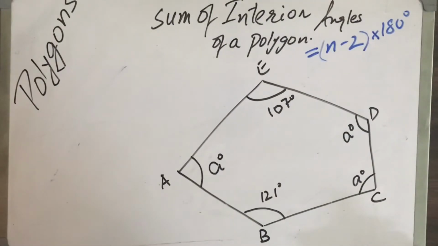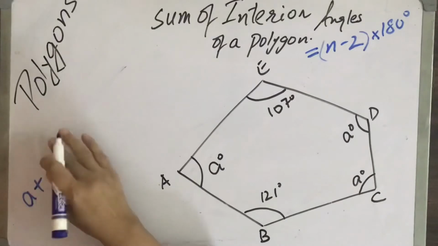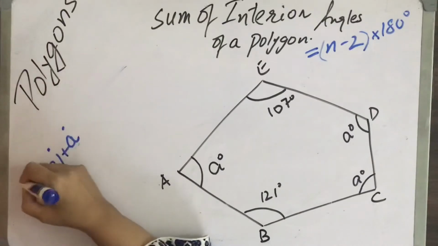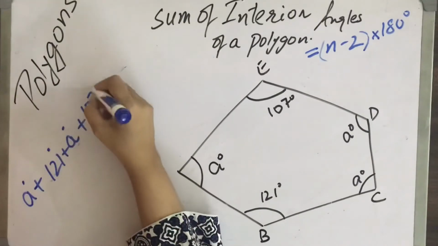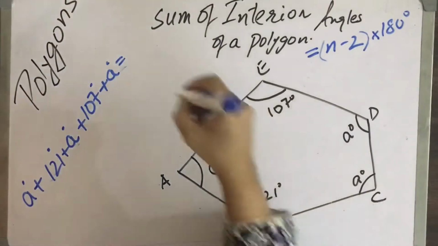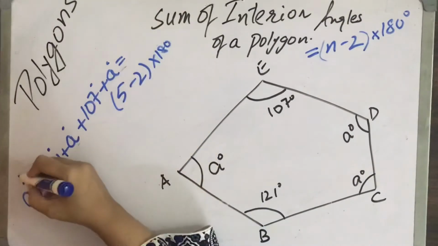Here we have ABCDE, a pentagon. It is not a regular figure because every regular figure has equal angles. So it has A plus 121 plus A plus 107. As there are 5 angles and we have to find the value of the unknown A, we shall apply this formula. We will add all these: A plus 121 plus A plus 107 plus A equals (5 minus 2) into 180, that is 3 into 180. I shall add these three A's.